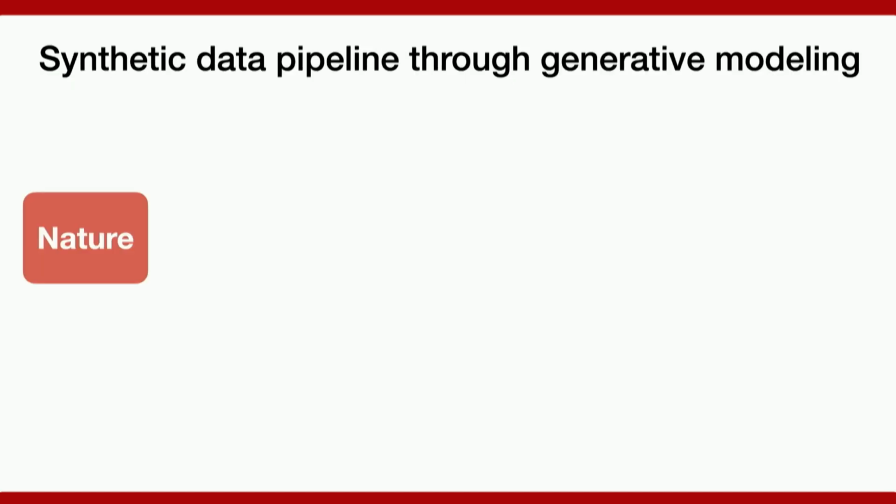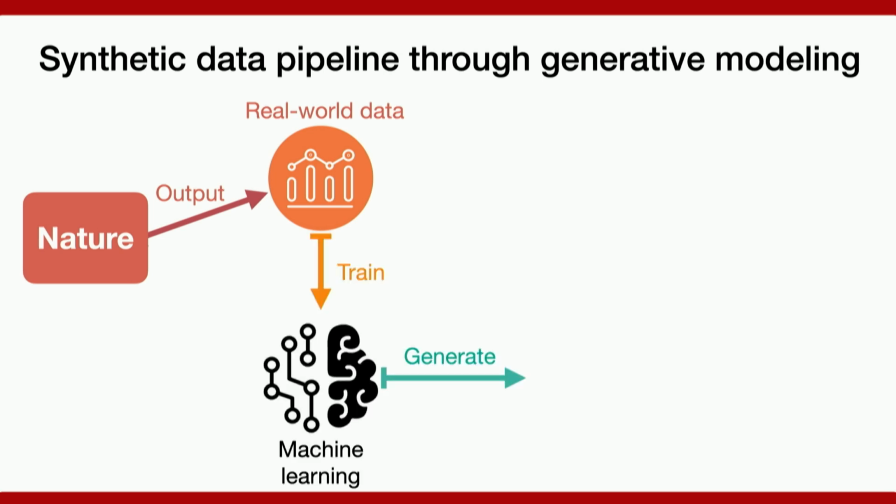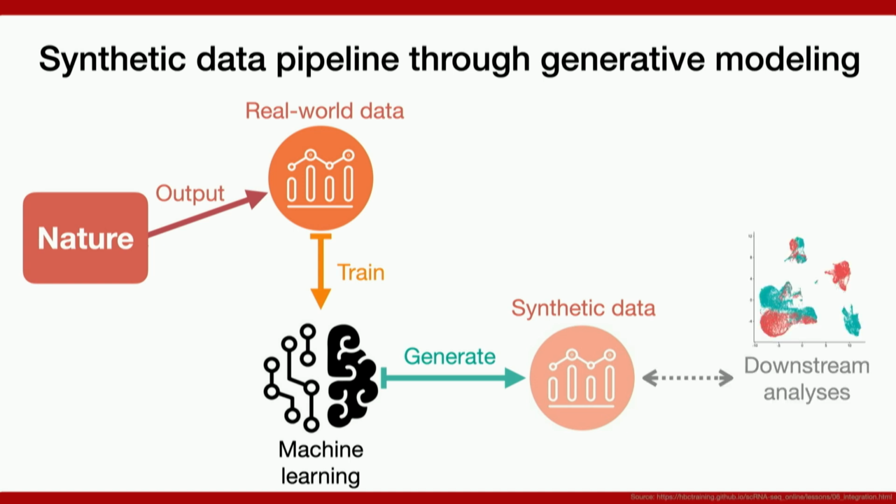So a pipeline might look something like this. Nature gives us some real data, which we collect to train a machine learning model that outputs some synthetic data. We can either then combine the synthetic data with the real-world data for augmentation purposes, or we can use it to perform downstream analyses such as clustering and model selection.